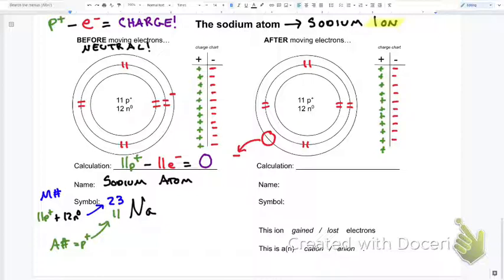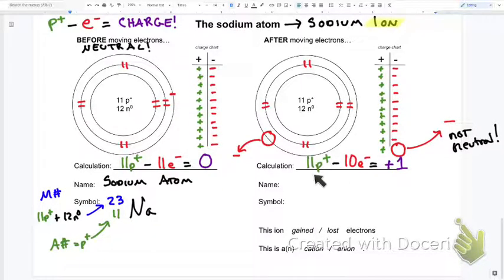Now we can see that here we have lost an electron, and so this proton is no longer being neutralized by this electron. So I'm just going to write that: not neutral anymore. We can calculate that too by using our protons minus electrons calculation. As you can see, I've got 11 protons minus 10 electrons, which gives us a charge of positive 1.